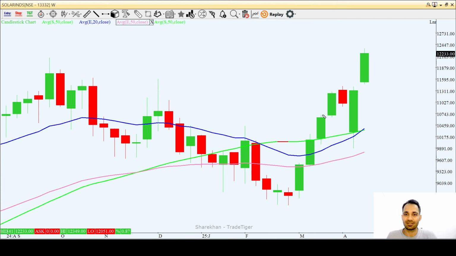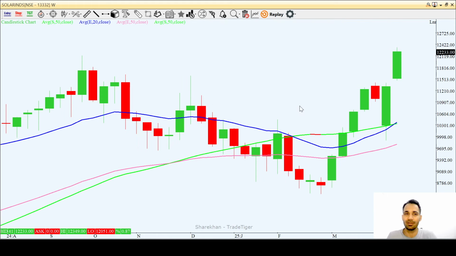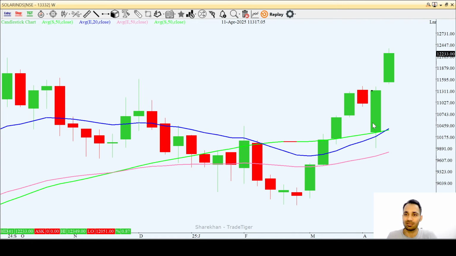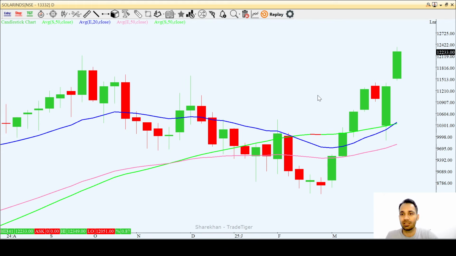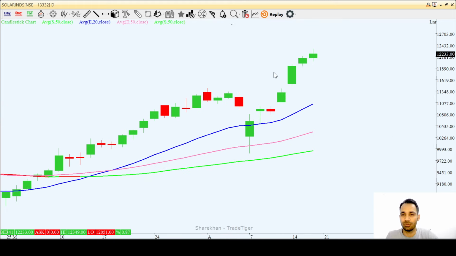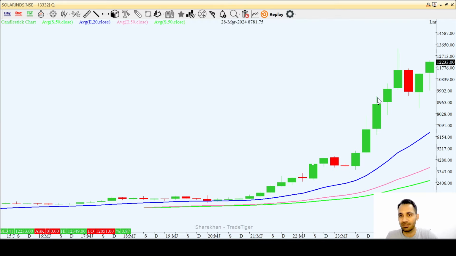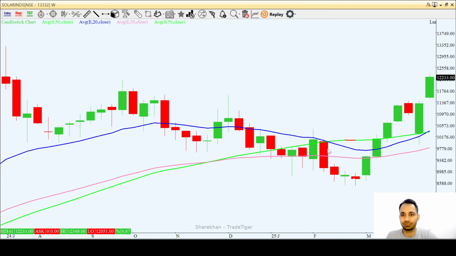So each candlestick represents the price movement during a set time. What I mean by that is, as you see, the time frame here is weekly. So each candle is representing the price movement during that particular week. If I change it to daily, then it shows the price movement during the daily time frame. If I change it to quarterly, then each candle represents the price movement during that quarter, and so on.